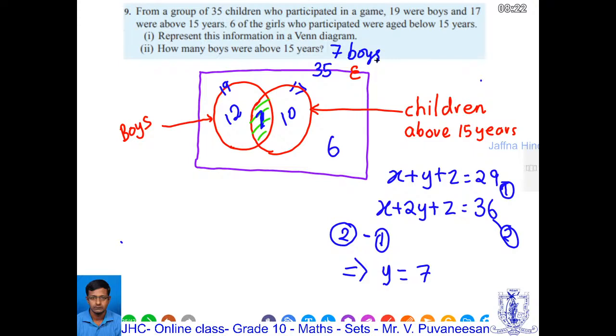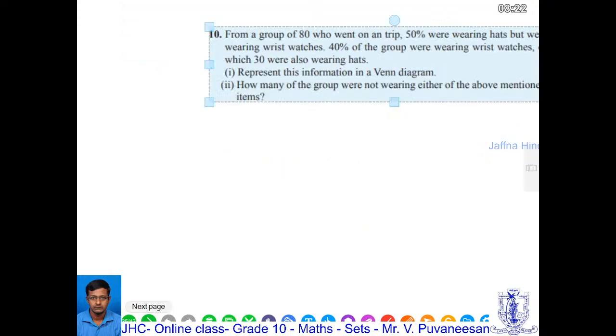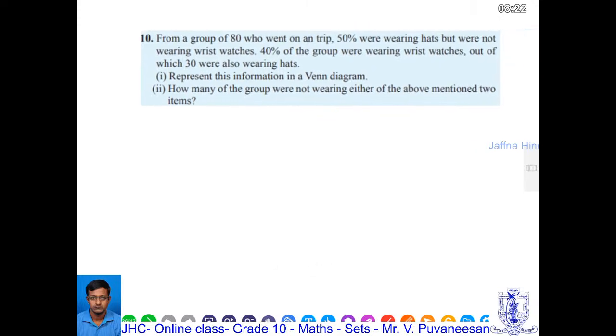Now we move to another question. From a group of 80 who went on a trip, some percent were wearing hats but not wearing wristwatches. 40% of the group were wearing wristwatches, out of which 30 were also wearing hats. Represent this in a Venn diagram. Try this.